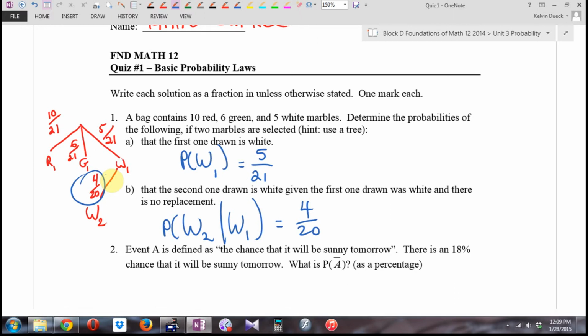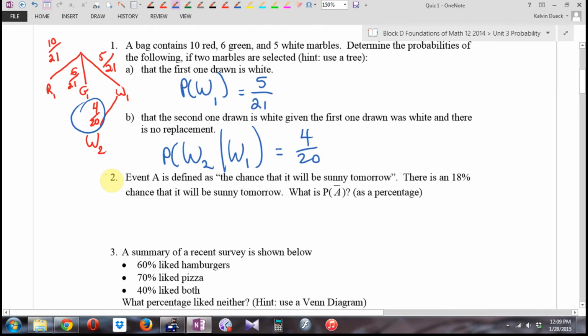This question, and I phrased it very carefully, said, what's the probability that the second one is white? Oh, but I need to tell you what happened first in order to figure that out. Is that okay? But hopefully number 2 was a little easier.